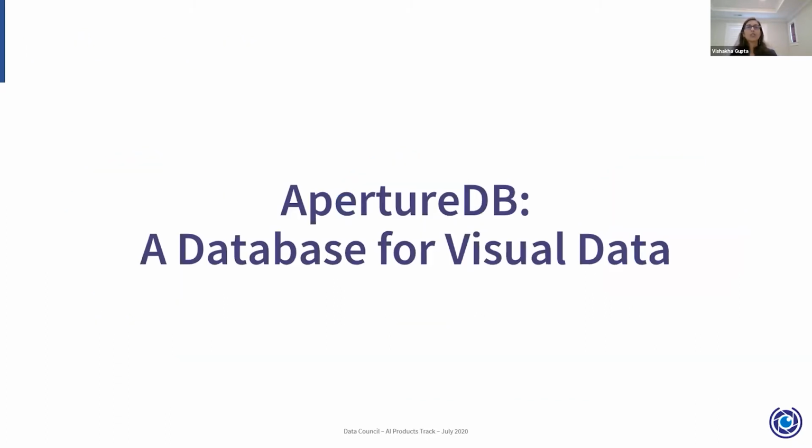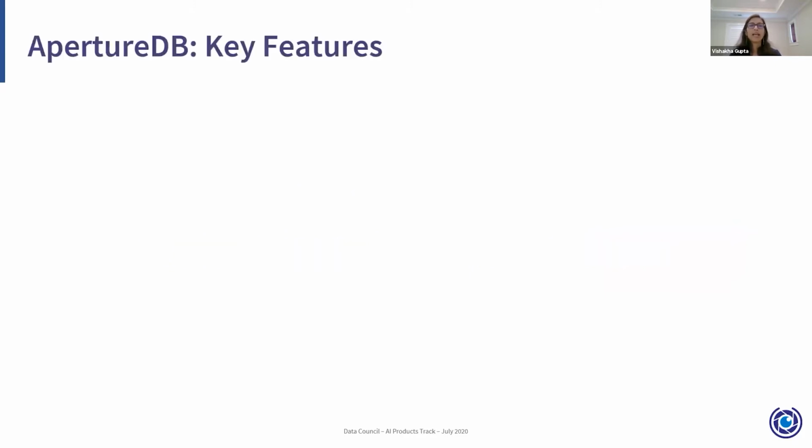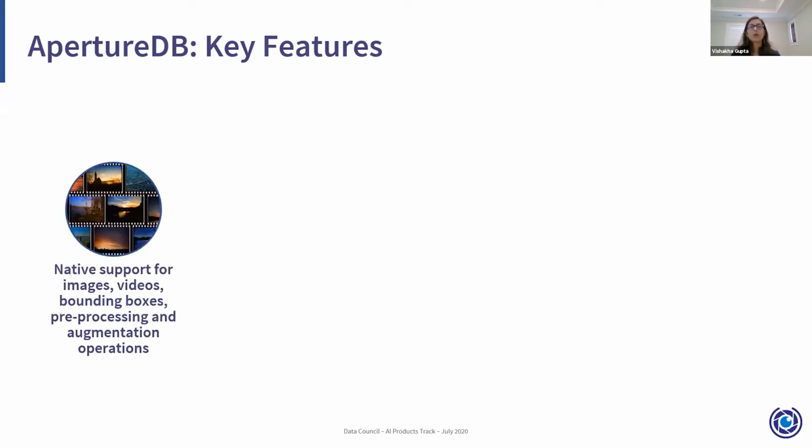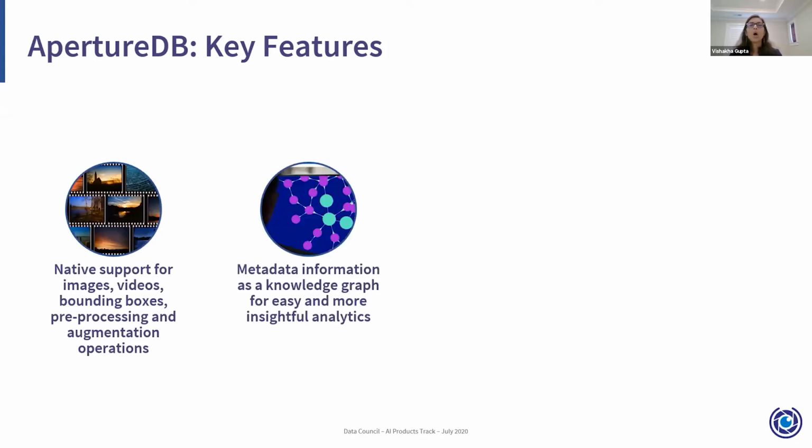Aperture Data offers a unique database, ApertureDB, designed for visual data. Aperture Data treats visual objects as first-class citizens by offering native support for images, videos, and bounding boxes. Naturally, we also support pre-processing and augmentation operations on these objects. We manage the metadata information as a knowledge graph that offers improving insights as your application keeps enhancing this metadata over time. The metadata can be contextual or annotation-based.